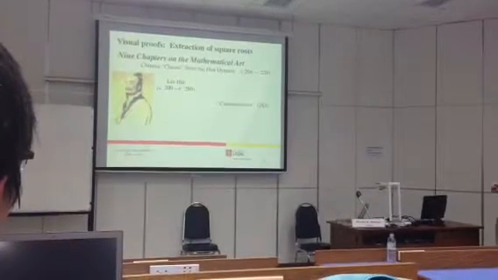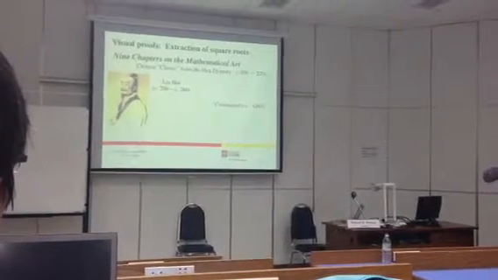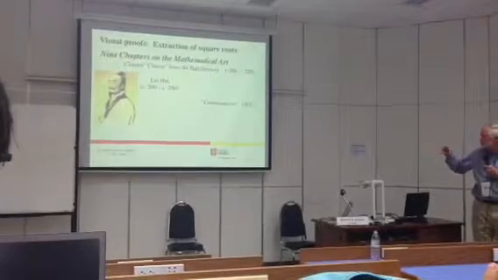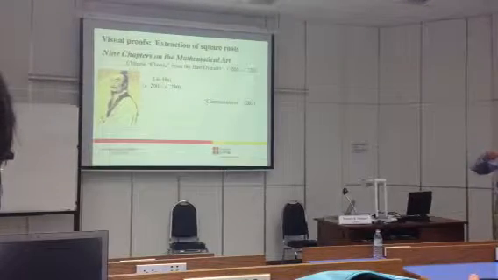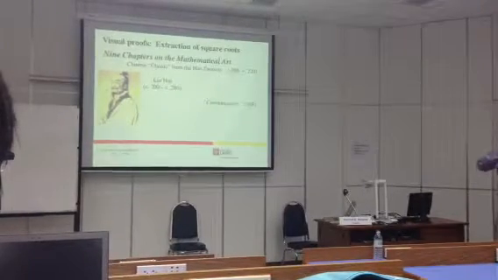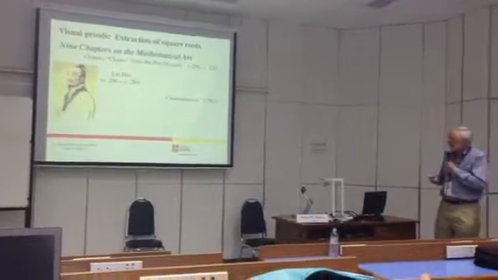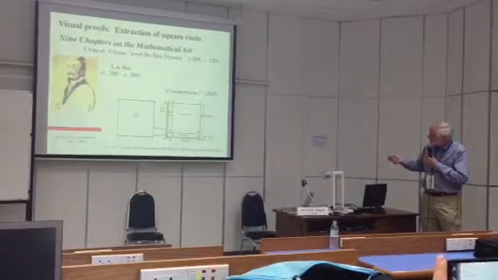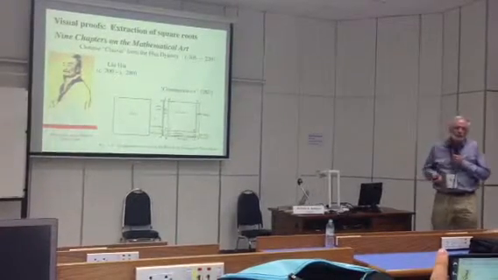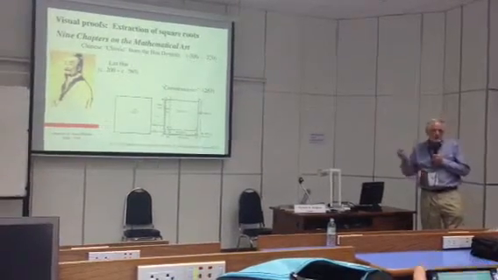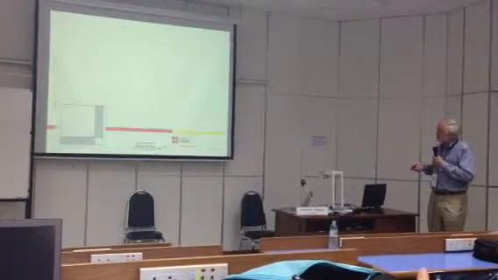I'm moving to China. Liu Wei wrote in the 3rd century comments on the 9th chapter of The Mathematical Art, which is a Chinese classic. And the comments by Liu are very, very important. And here is a figure taken from Liu Wei's comments. And I would like to make a few comments about this figure.